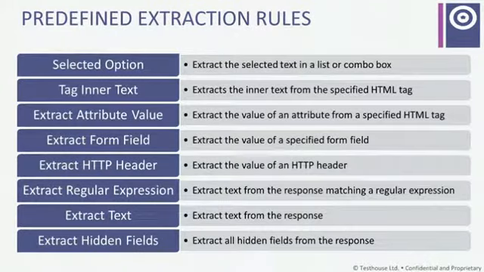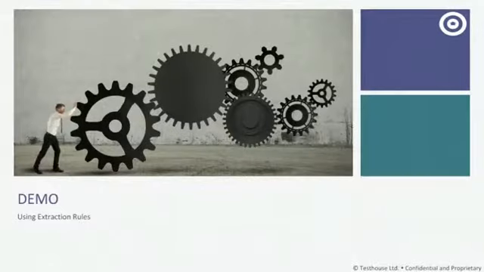And these are your predefined types. So there's a lot here to do with HTML. You can get a tag out of HTML, extract an attribute value from HTML, look at the HTTP header, extract using regular expression. Text is the most common one, the easiest one to handle, and that's the one that will be in the demonstration, which I'm going to run now.